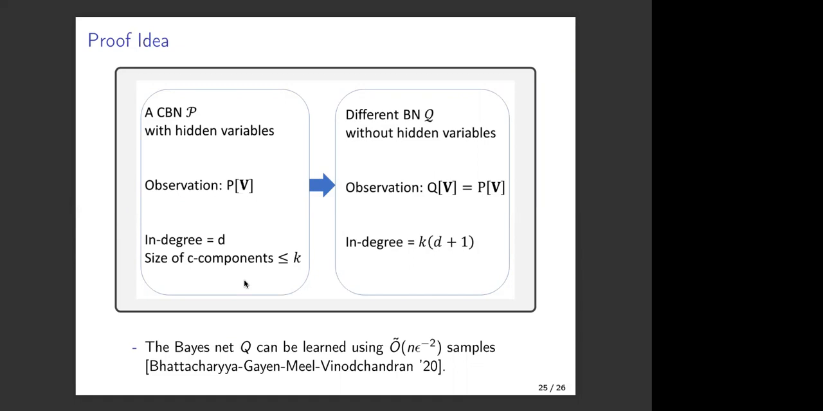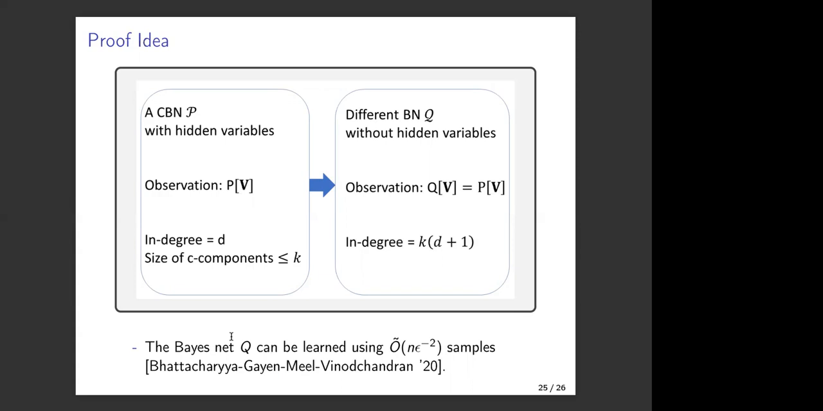And then we use a learning algorithm, which is also very recent, which learns the Bayes net. What that says is that, given a specific graph, you know the graph but you don't know the distribution on the graph, but you can get samples from it. Then this algorithm can output another Bayes net on the same graph which is very close to the original distribution. That algorithm takes n by epsilon square samples, and I think n square by epsilon square time.